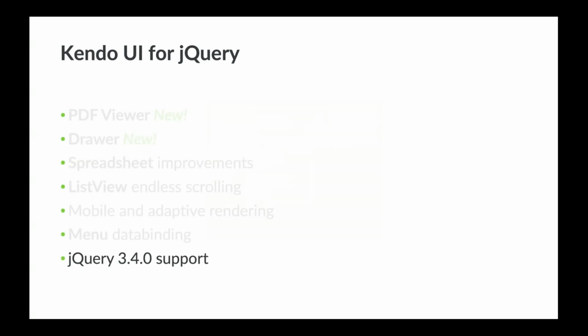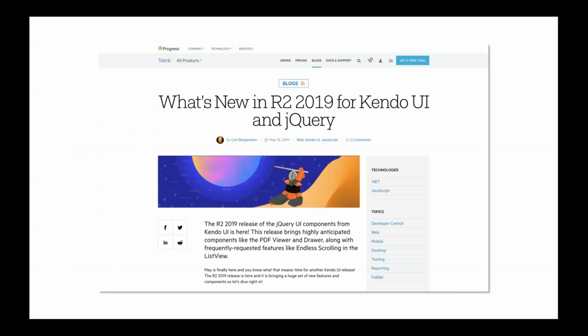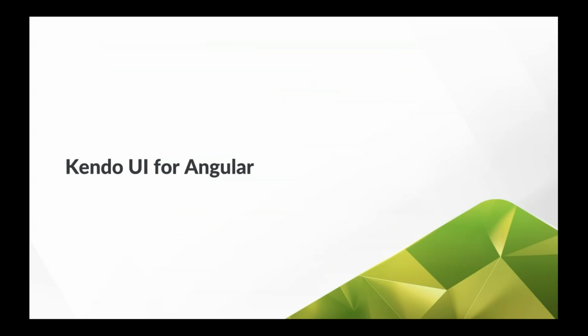And as Carl alluded to, jQuery 3.4 is out and available, and so we've added support for that. In summary, lots of great stuff for Kendo UI for jQuery, and going forward, I think developers are really going to appreciate the features we've added there. If you want a summary of all the features, Carl's written a blog post, and that's available up on our blogs. It's entitled What's New in R2 2019 for Kendo UI and jQuery, which summarizes all the features I just highlighted. All right, so no rest for the wicked.